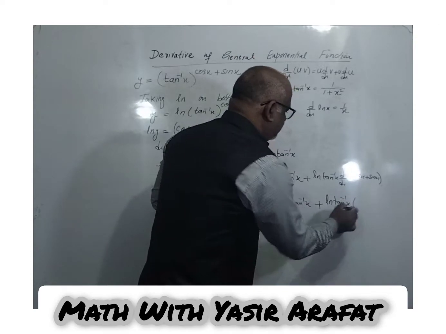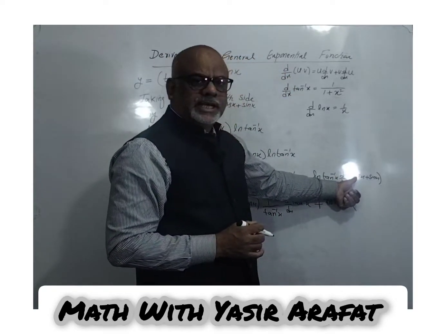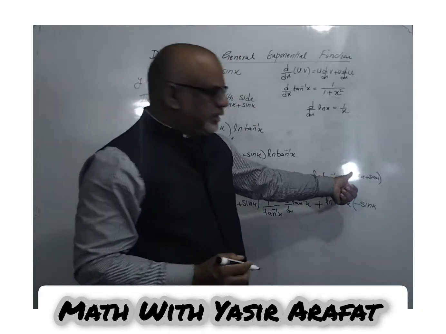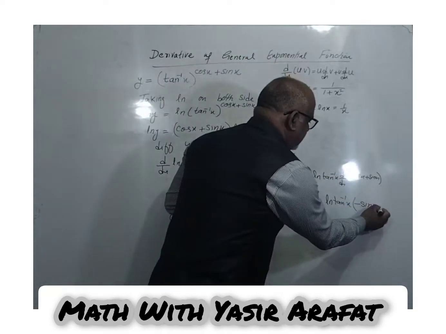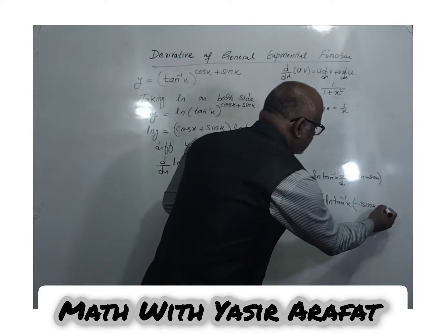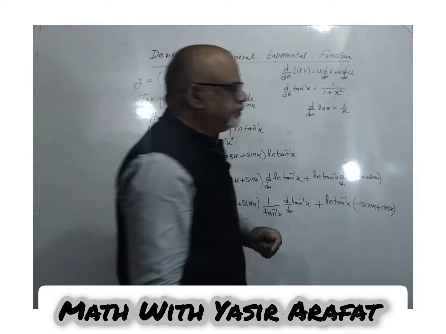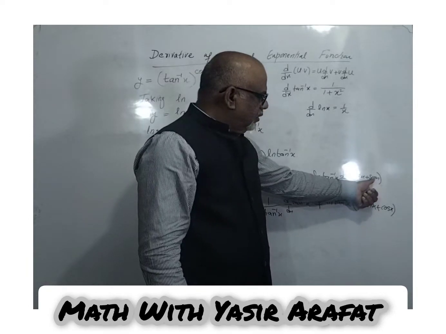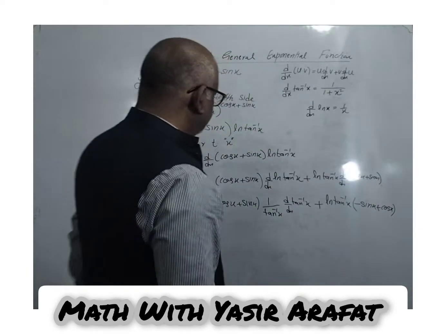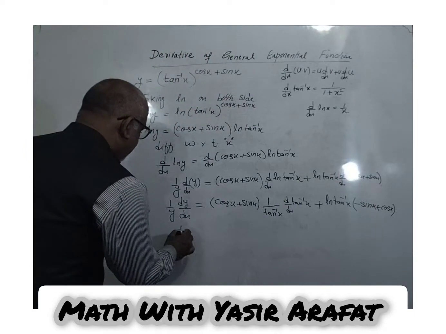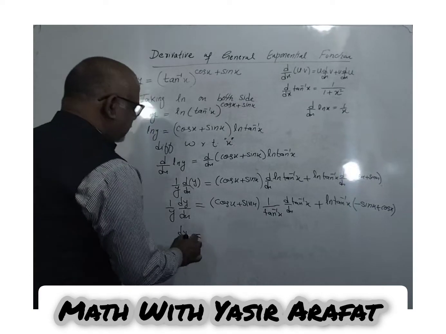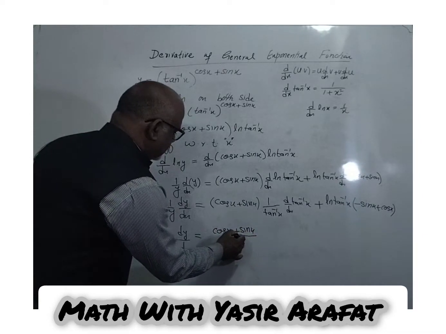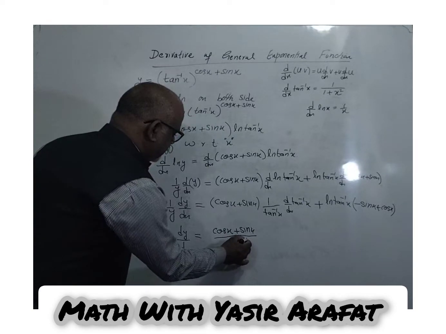Now here the derivative of cos x is minus sin x. We have the formula. The derivative of cos x is minus sin x, and the derivative of sin x is cos x. So here dy over dx, so this is cos x plus sin x, divided by tangent inverse x.